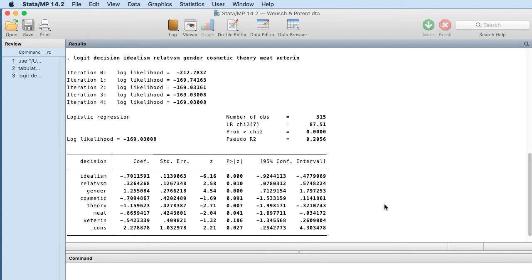The next thing you'll see is we get our coefficients, and these are just like the beta coefficients that are presented in multiple regression. So these are unstandardized coefficients. And we can see that the significance based on the Wald statistic, idealism is significant, relativism is significant, gender, theory testing, and meat production. Those are significant contributors to explaining students' decision making. Now, one of the things that really helps us to interpret the impact of each one of these variables is what's called the odds ratio.